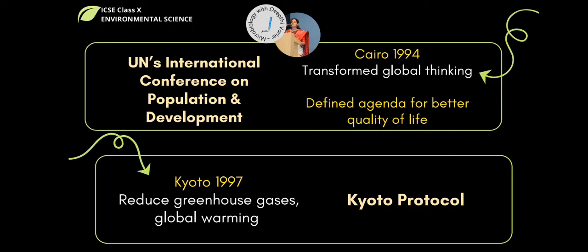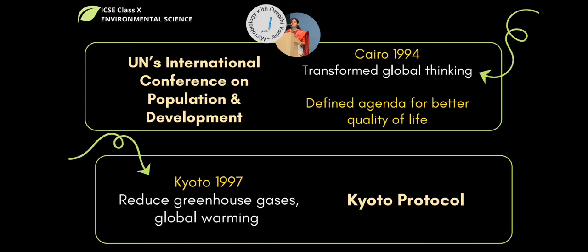They realized, it was in this conference that they realized that it's not just about counting people, it is to make sure that everyone has access to a proper living, good living conditions. So that global thinking was actually introduced, and that became the point of discussion and debate in this conference in Cairo.